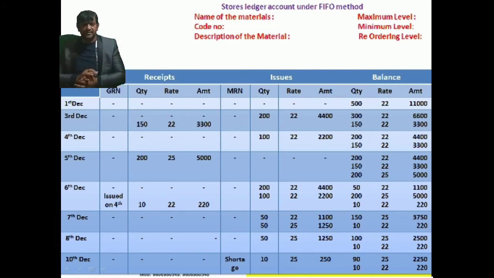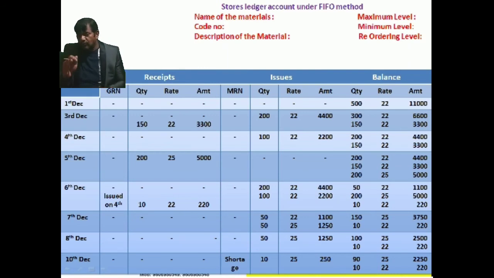So on 6th December, there is both a receipt and issue entry. So first he has given an issue. So first we are going to clear that. Issue 300 units. So out of the topmost, the 200 units I am using to issue 300 units. 200 units of rupees 22 each, 4400.